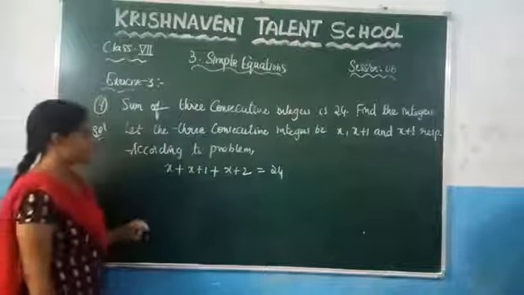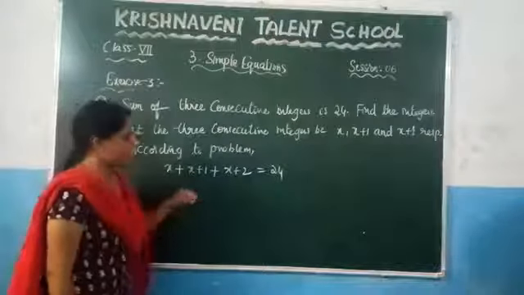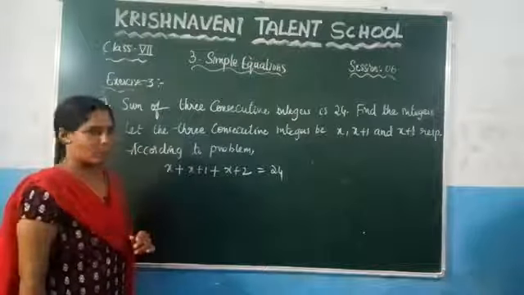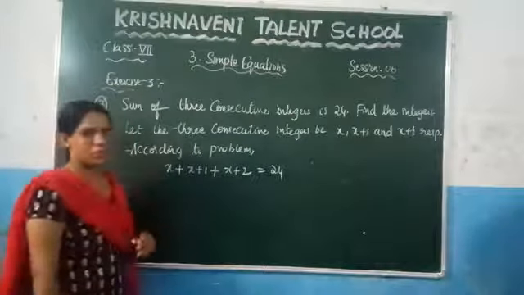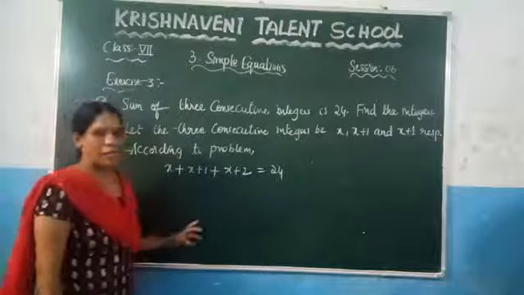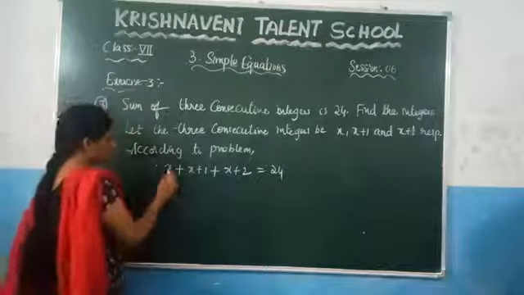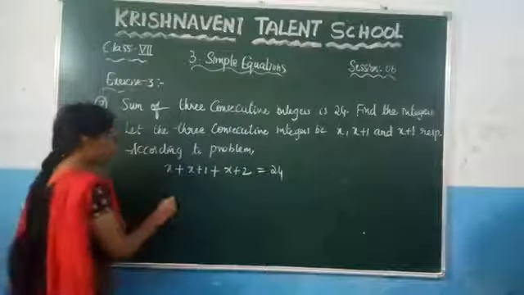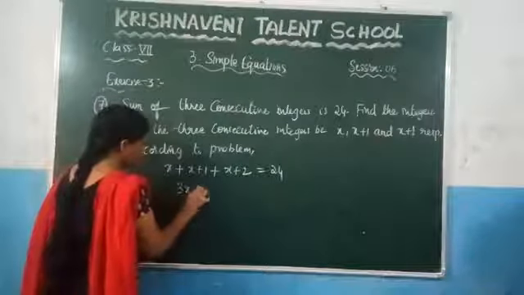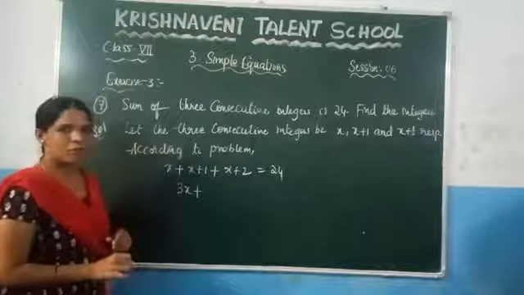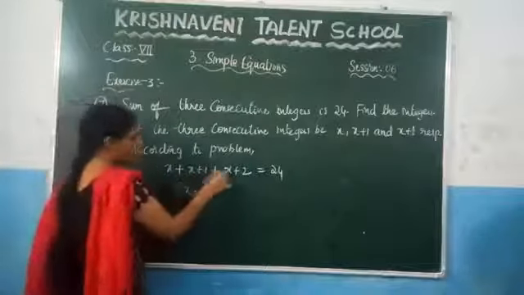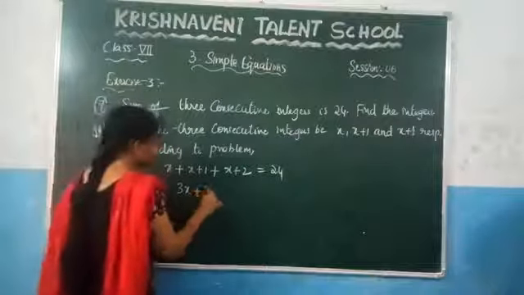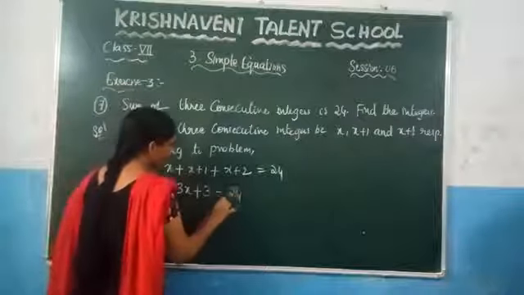If you want to add like this, you need to add the variables and add the numbers. First add the variables. Check how many times x is there: 1, 2, 3. So 3 times you need to add x, and you will get 3x. Now add the numbers, 1 and 2. The value of 1 plus 2 is 3. So you will get 3x plus 3 is equal to 24.